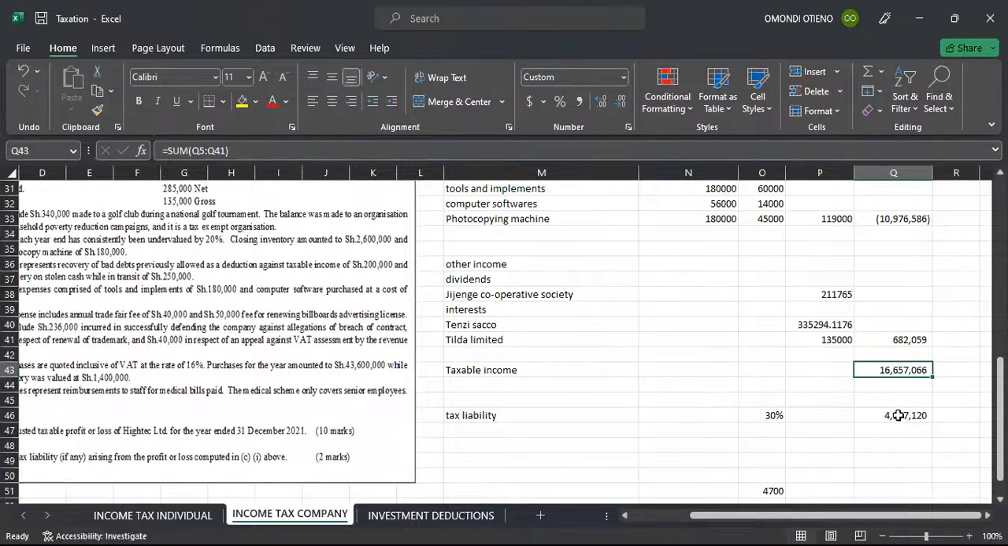And if you go ahead to calculate tax liability, I believe we are all getting 4,997,120. Is that the case? Are we all getting that?